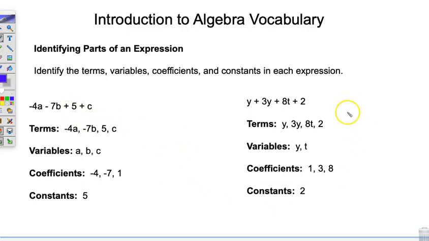In the second example, we again have four terms, 1, 2, 3, and 4. They include y, 3y, 8t, and 2. The variables are y and t. You can see that y is used two separate times, so when I list it, I only listed it one time. Coefficients would include the 1 in front of the y, the 3, and the 8. And there is one constant, a 2.